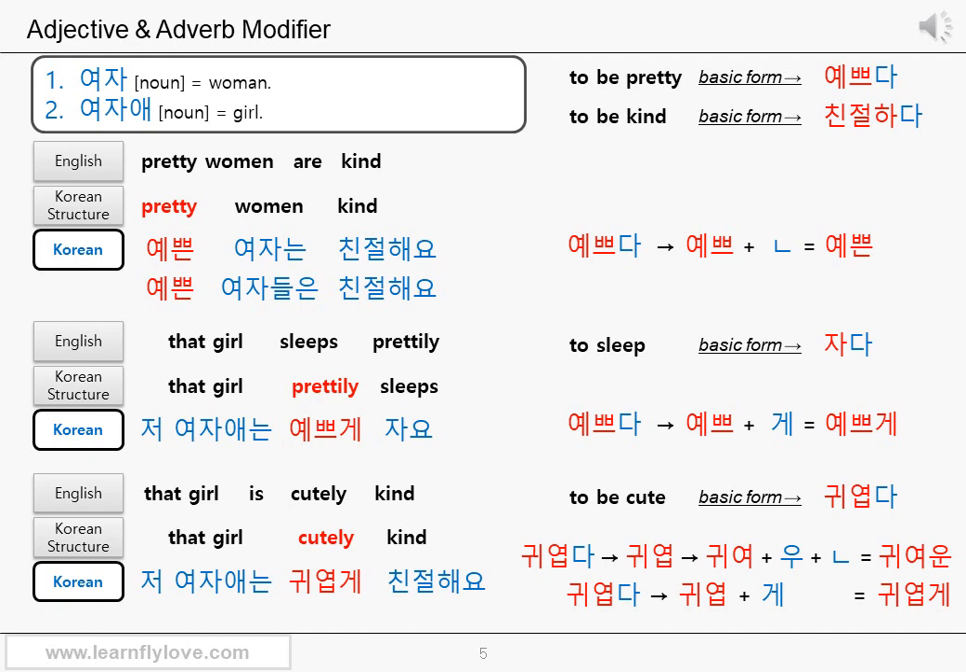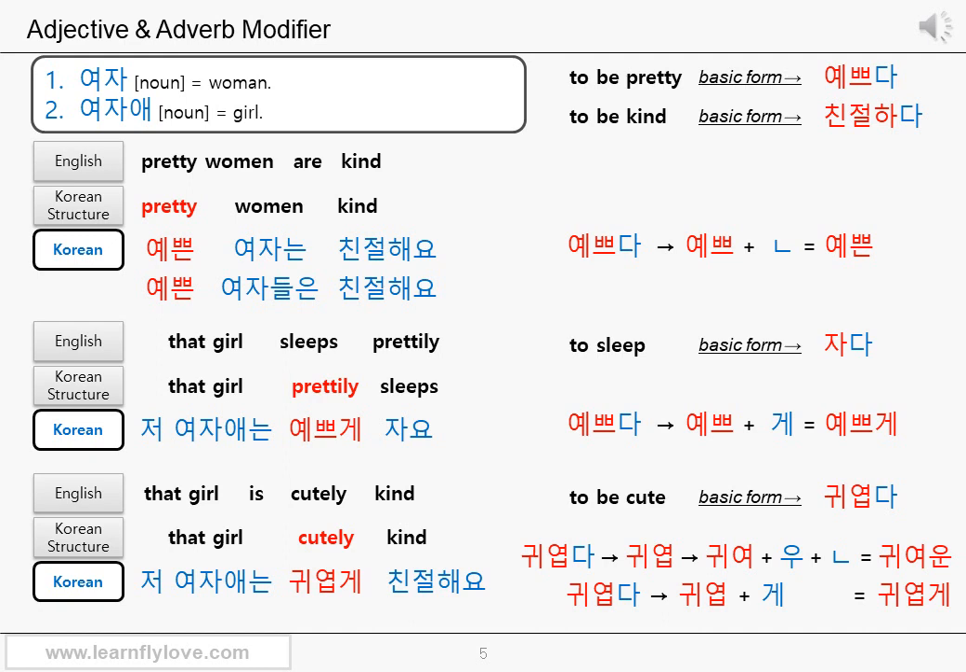Let's reposition the words. That girl comes first because it's a subject. The verb sleeps comes at the end of the sentence. How about prettily? The adverb prettily modifies the verb sleep. Therefore, it should come right before the verb sleep in a Korean sentence. So it's that girl prettily sleeps.